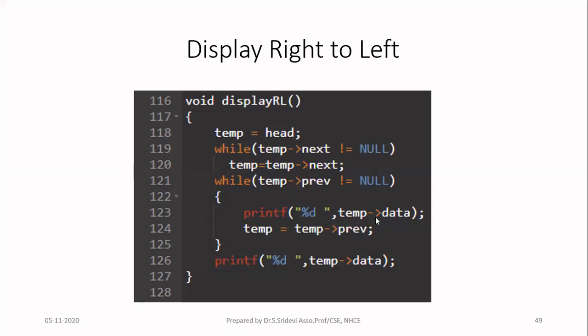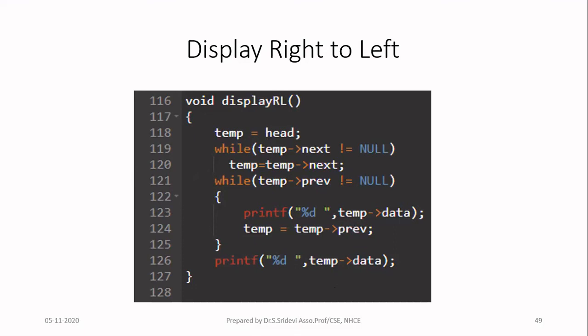So you display temp arrow data. After you display it, change your temp to point to the previous node. So I am writing temp is equal to temp arrow prev. And when you come outside this loop, what will happen is you will reach the first node, but its data is not yet displayed, because only inside the loop you are displaying the data. So when you come outside the while loop, you will be in the node whose data is not yet displayed. So you have to display that. For that, I am writing printf %d, comma, temp arrow data. So when I do that, I have displayed the first node also.